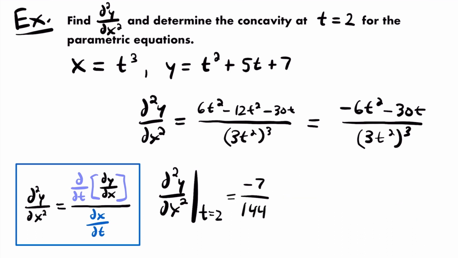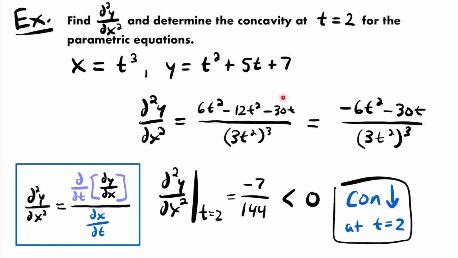All right, and so now we have evaluated our second derivative at t equals 2, and we have a negative value for that second derivative. Negative 7 divided by 144 is a negative value, and so it's less than 0, which means that at that value of t equals 2, the curve represented by these parametric equations is going to be concave down. All right, so at t equals 2, the curve is concave down because the second derivative at that value of t is negative. If it was positive, then the curve would be concave up, but since it's negative, it's concave down. All right, and so that is the final answer to this example.